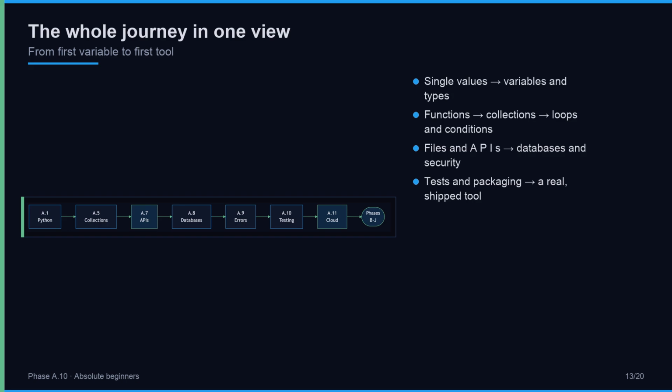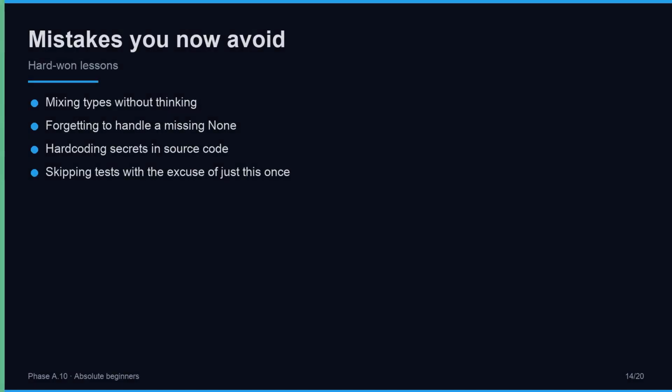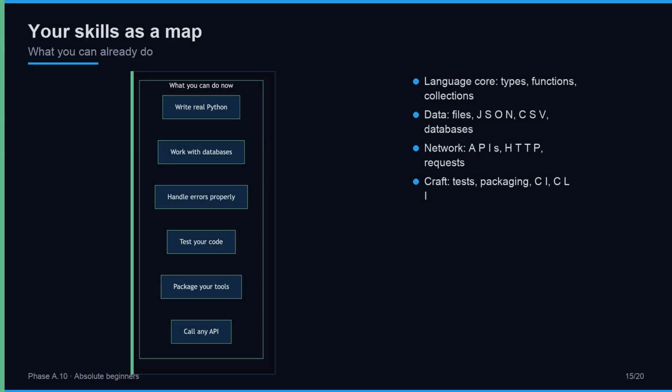Small steps, big chain. Look at the mistakes you now know how to avoid. You no longer mix types carelessly, because you understand what Python will and will not coerce. You check for None before using a value that might be missing. You never hardcode a secret in source code, because you have seen how .env keeps it safe. And you do not skip tests with the excuse of "just this once," because you have learned that untested code is a future bug. Each habit came from a specific lesson. Together they protect everything you build.